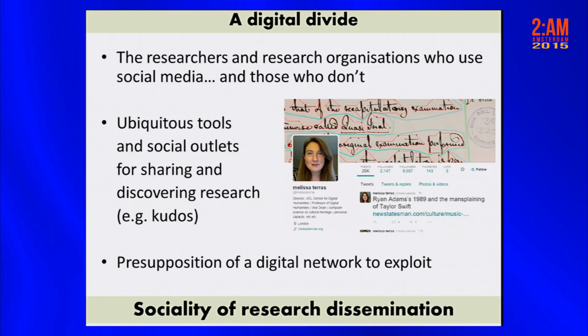Dealing with researchers on a daily basis, we're well positioned to comment on the divide that exists between those who are engaged with social media as part of the dissemination process and those who aren't. So there are a number of great tools already out there that assist with this process. However, success is largely dependent on researchers actively building their own digital networks. Obviously, you can't exploit a network to disseminate your research if one doesn't exist.